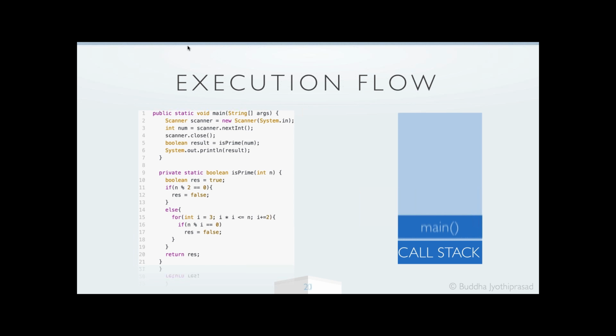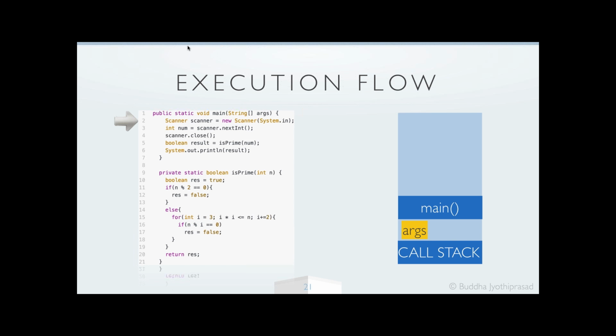Let's see how an execution flow goes. The call stack is the place; you can think of the call stack as a memory bucket. Whenever a specific method is getting executed, that method comes into the call stack. All the variables will be stored in that call stack. Now let's execute this program and see what happens.